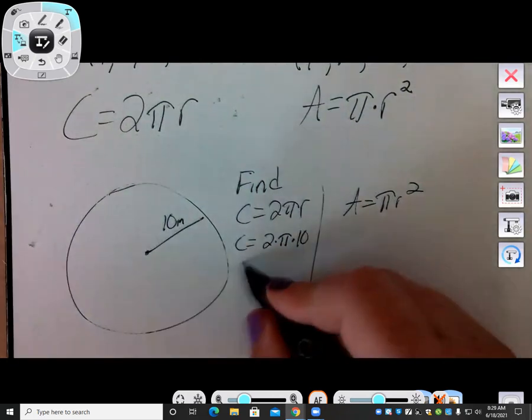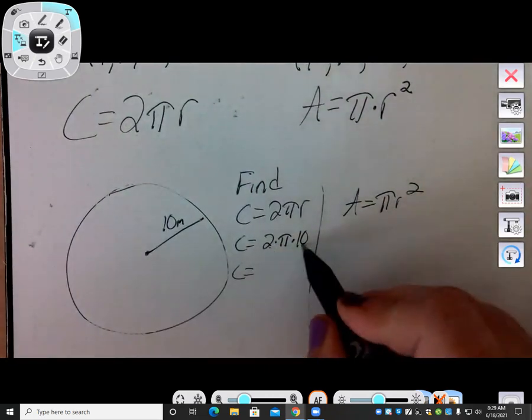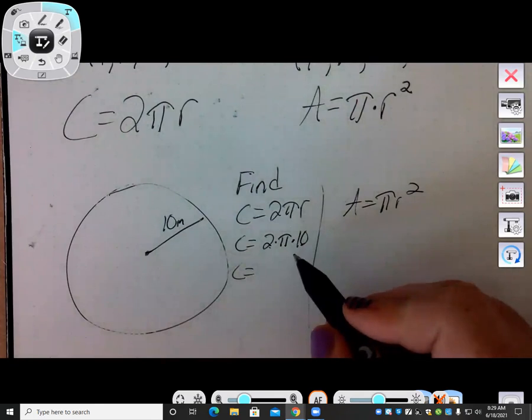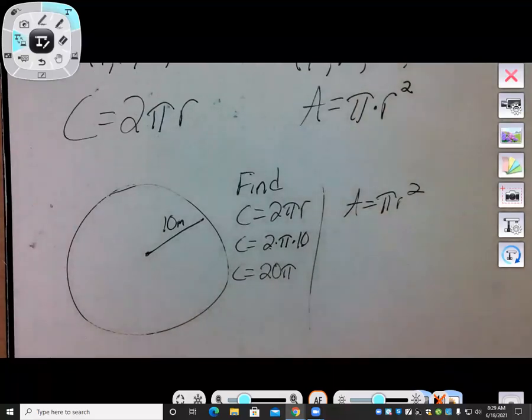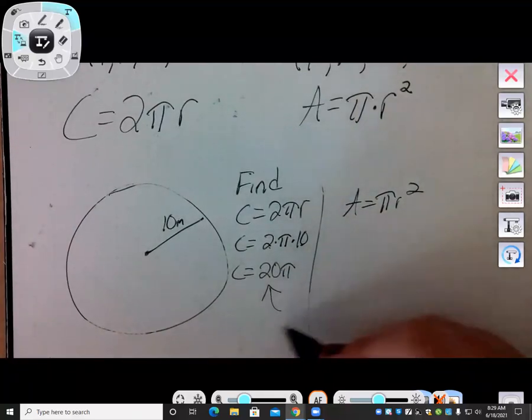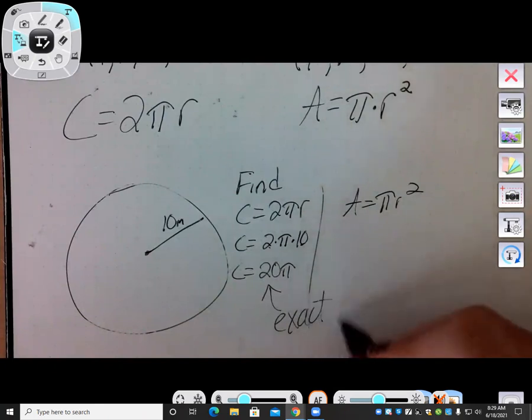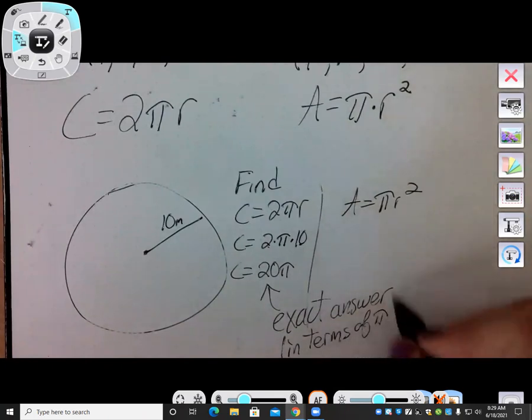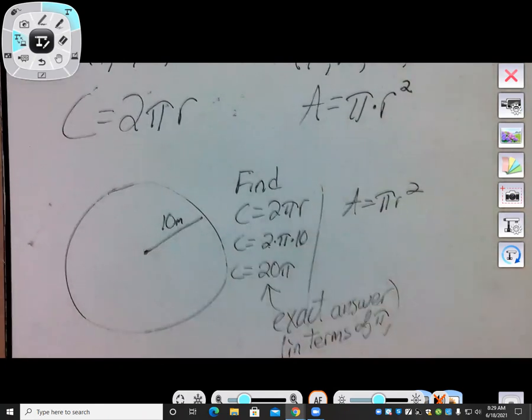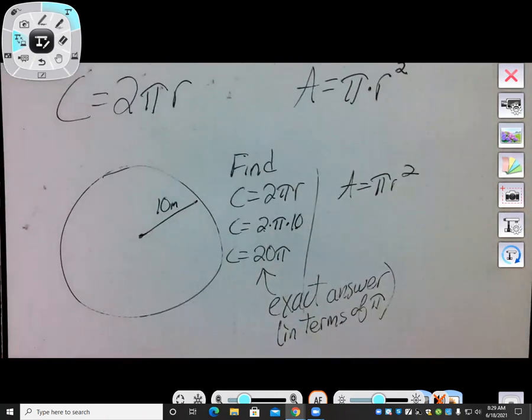So if I just multiply the 2 and the 10 together, because remember multiplication is commutative, I can multiply in any order I want. So if I just write this as 20 pi, this is what we refer to as an exact answer, in terms of pi. You'll hear that phrase, in terms of pi. That's what that is, because I didn't round anything yet.